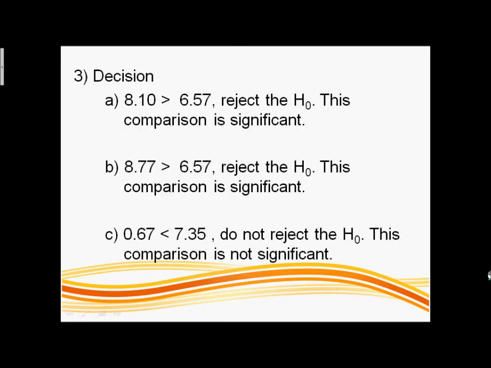Now we want to make decisions. Our first decision is to reject the H null since our test value is greater than our critical value. Hence, this comparison is significant. Our second decision is also to reject the H null since our test value is also greater than our critical value. This comparison is also significant. And our last decision is to not reject the H null since our test value is smaller than our critical value. Hence, this comparison is not significant.